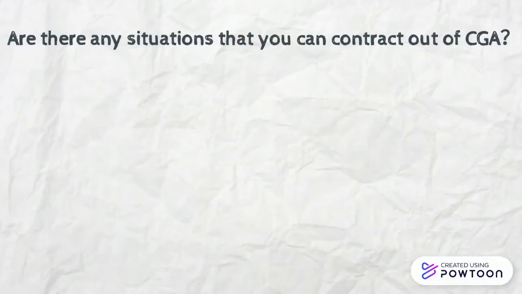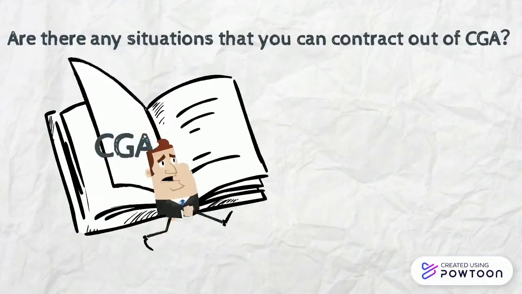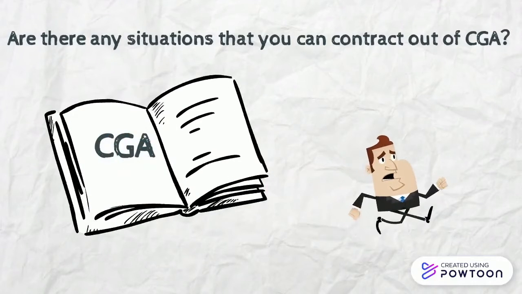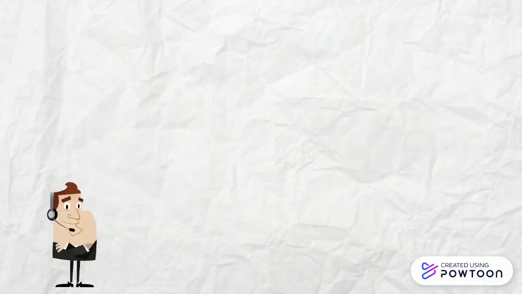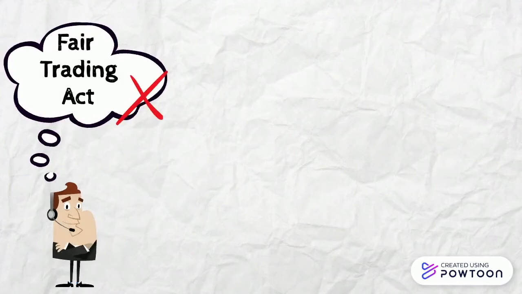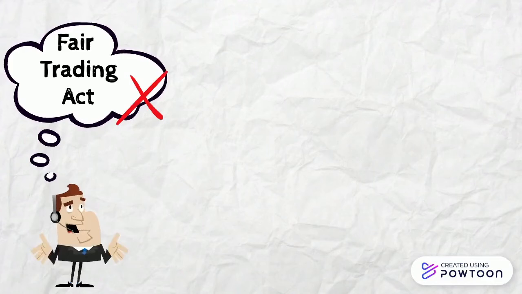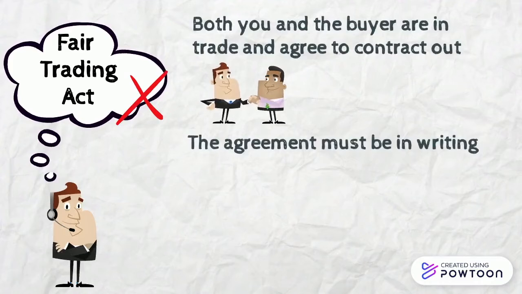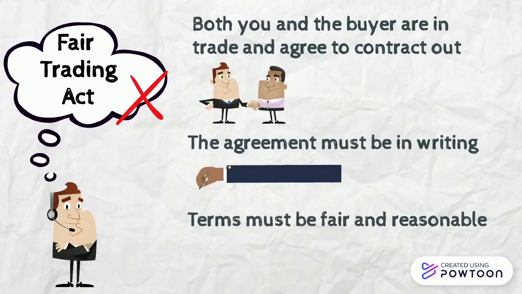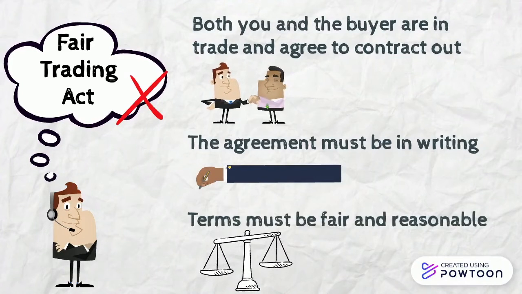Are there any situations that you can contract out of CGA, or should I say, getting rid of your responsibility? Of course there are. First of all, contracting out is a breach of the Fair Trading Act. The only exception is where the product or services you sold are for business purposes and both you and the buyer are in trade and agree to contract out. The agreement must be in writing. Terms must be fair and reasonable.